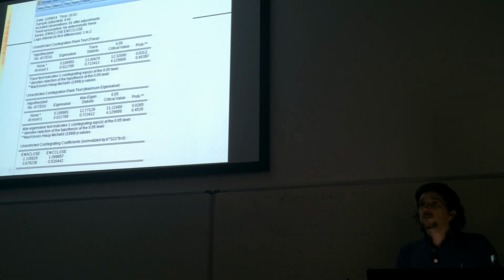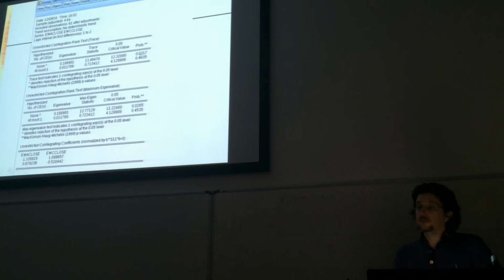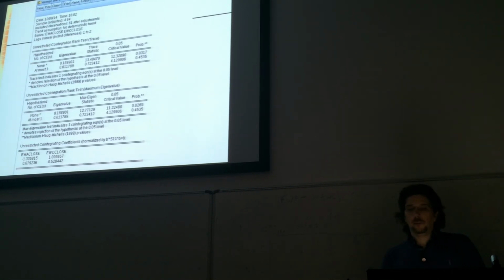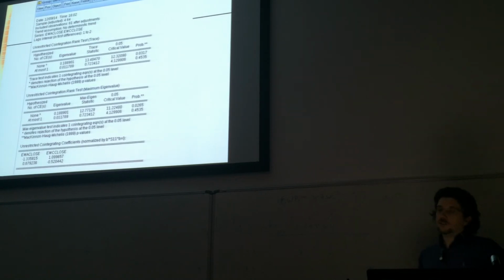And we can reject that at the 5% level, okay? Because the p-value is 0.03 on that. Then the next test is that there's at most one co-integrating relationship, and we can't reject that. So if you can reject the fact that there's none, and you can't reject the fact that there's at most one, that means there's one.